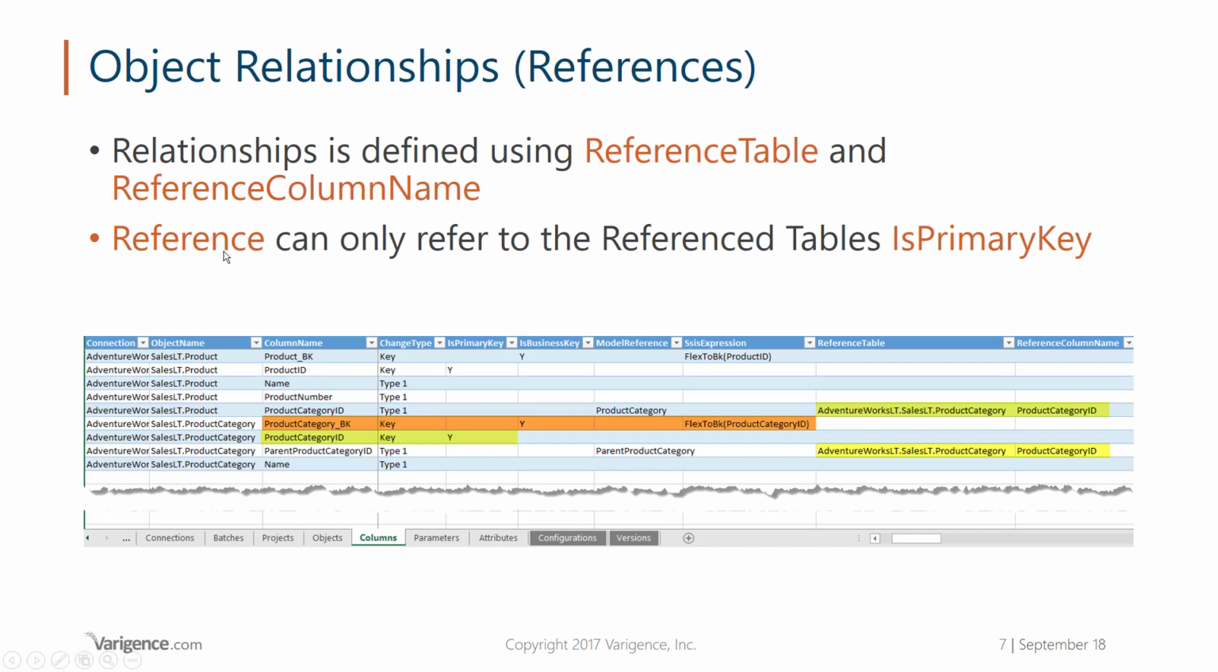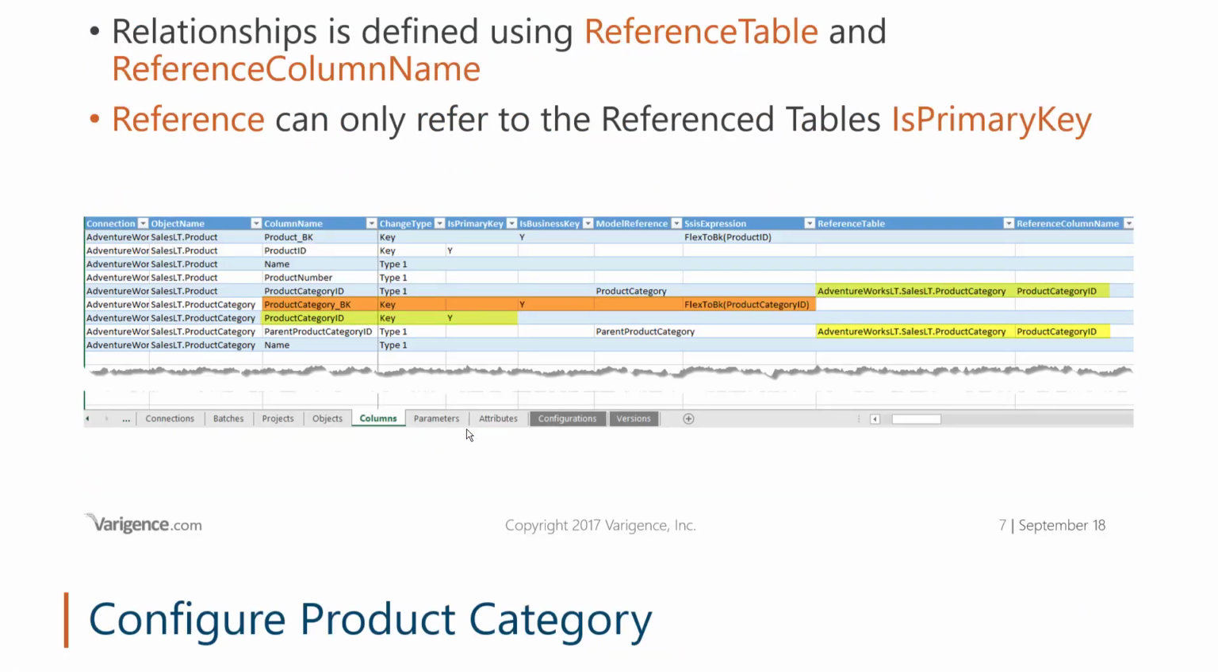And a reference, like in a database system, can only reference the primary key of another table. So if I'm adding a reference from product category here back to product category, or from product to product category, it must reference the primary key here. In this scenario here, I'll show you how we implement that into BimlFlex right now.